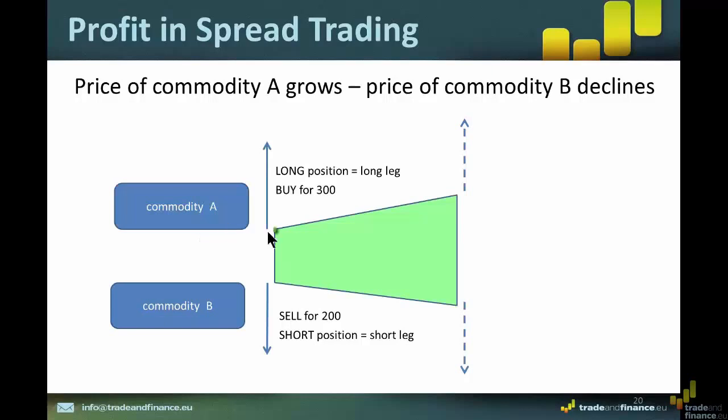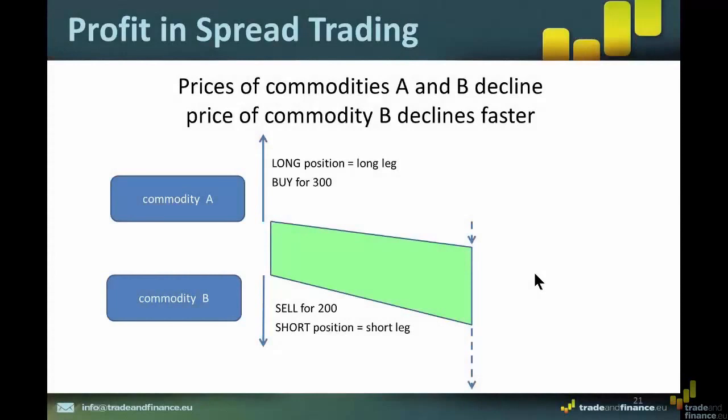Let's say that we bought commodity A, let's say corn, and the price increased. And at the same time, we sold wheat and the price declined. Then obviously the price difference between them increased and there would be our profit. And the profit would be the difference between this and the increased price. So let's say it would be something like this. This would be the value of our profit.